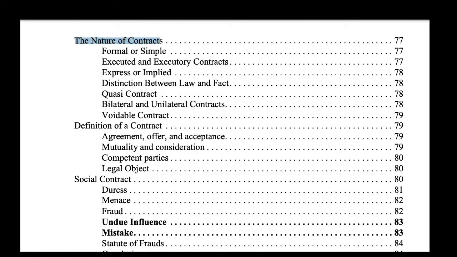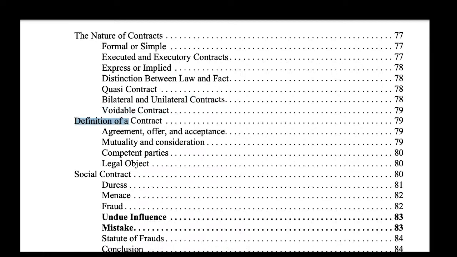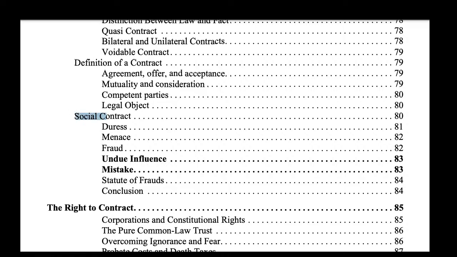We'll go over the nature of contracts, formal or simple, executed or executory contracts, express or implied, distinction between law and fact, quasi-contract, bilateral and unilateral contracts, and voidable contract. Go over the definition of a contract, agreement, offer, acceptance, mutuality and consideration, competent parties, and legal object. We'll go over the social contract, duress, menace, fraud, undue influence, mistake, statute of frauds, and conclusion.